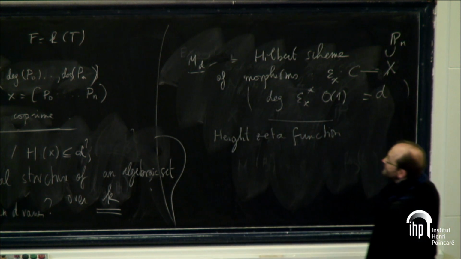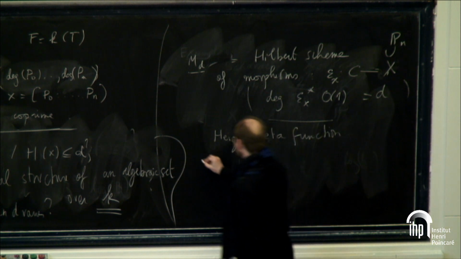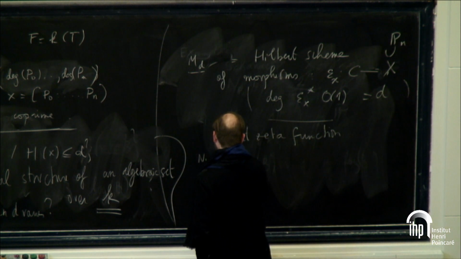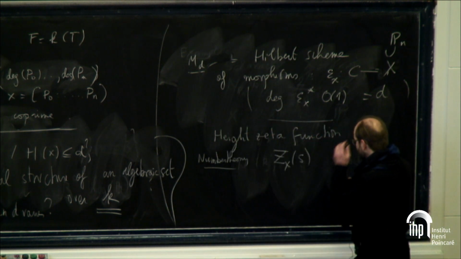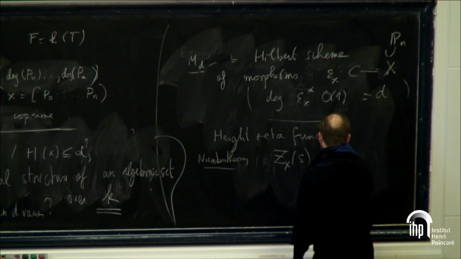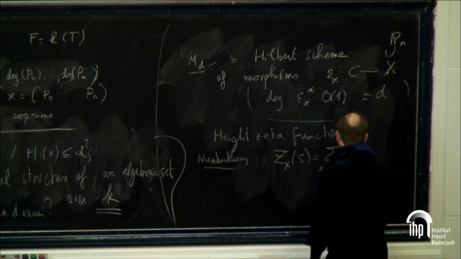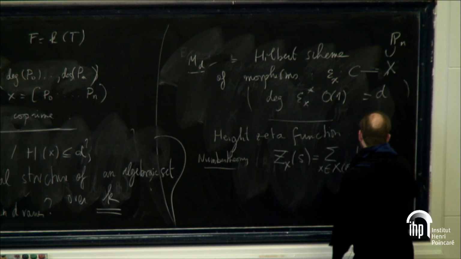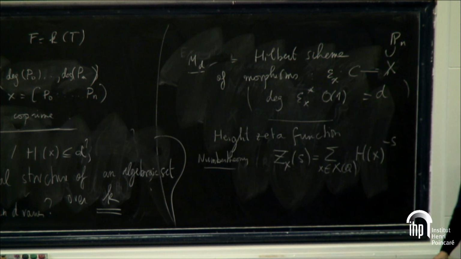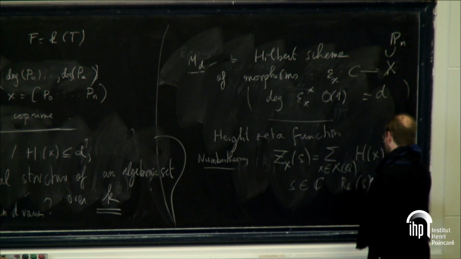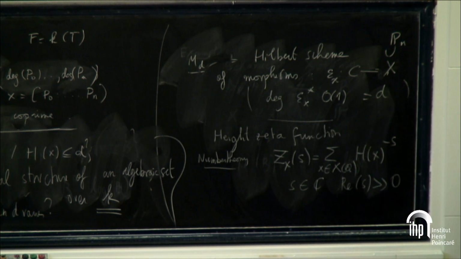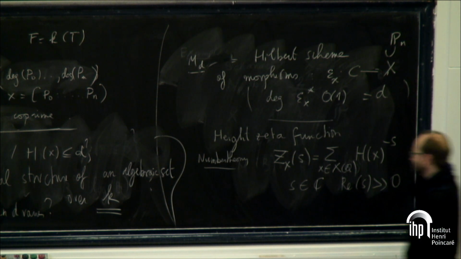So in the arithmetic case, this is just a Dirichlet series, zeta_X(s), which is the sum over all rational points x of the height of x to the power minus s, where s is a complex parameter with real part large enough so that the series converges.